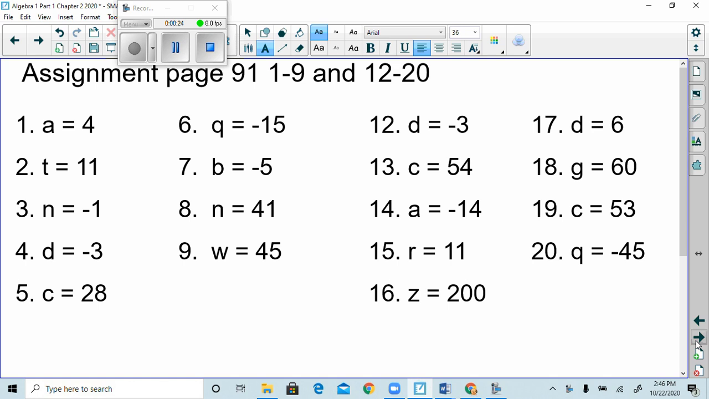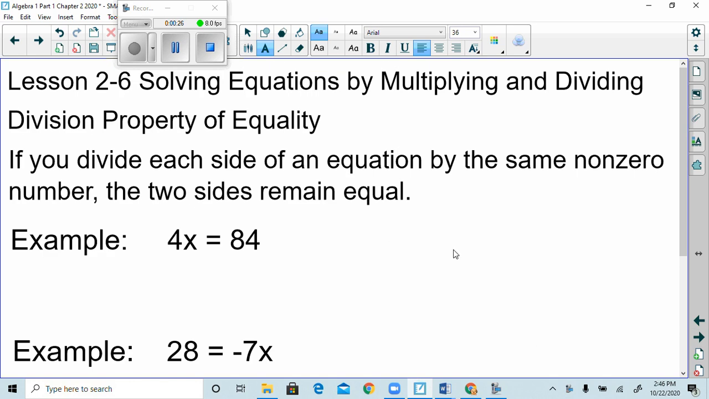We're going to go one step further into our solving of one-step equations by looking today at the division property of equality. And that just simply states that if you divide each side of an equation by the same non-zero number, the two sides will remain equal. Let's look at a couple of examples.